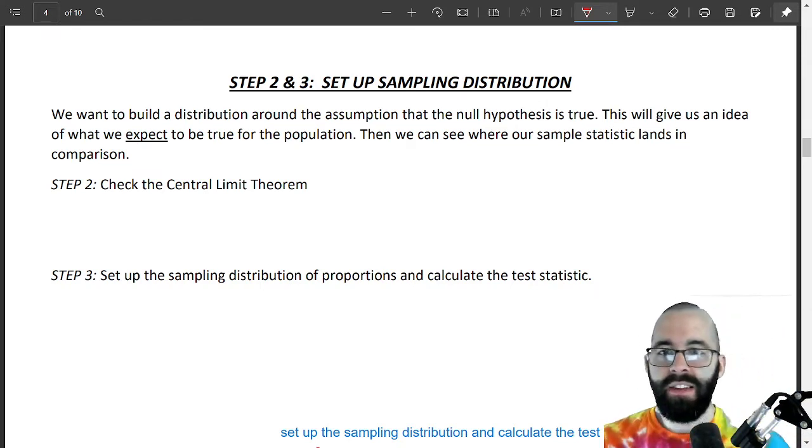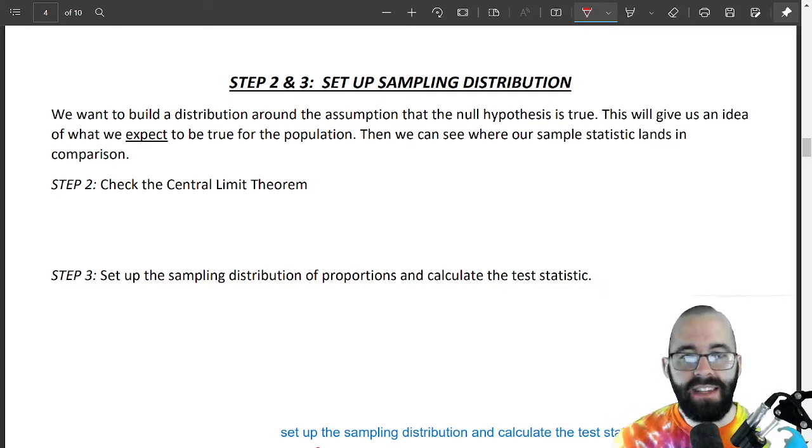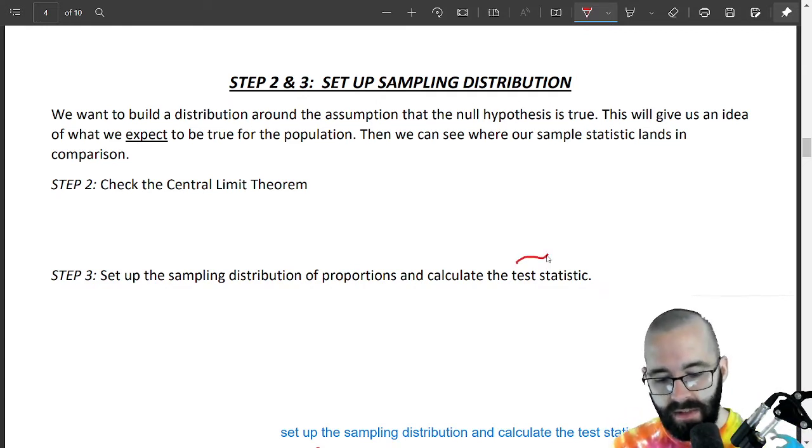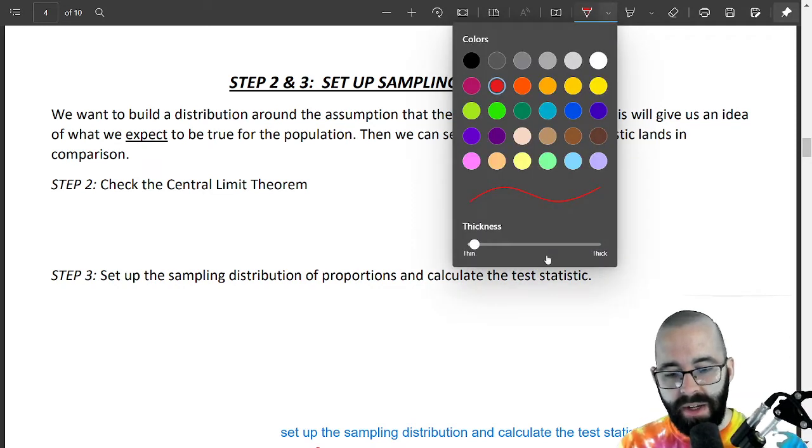So in this step, we're going to have to check the central limit theorem to make sure that we can even use a sampling distribution. And then we're going to set up the sampling distribution of proportions and calculate the test statistic. Remember, test statistic is that z value, which says how many standard deviations above or below the mean are we?